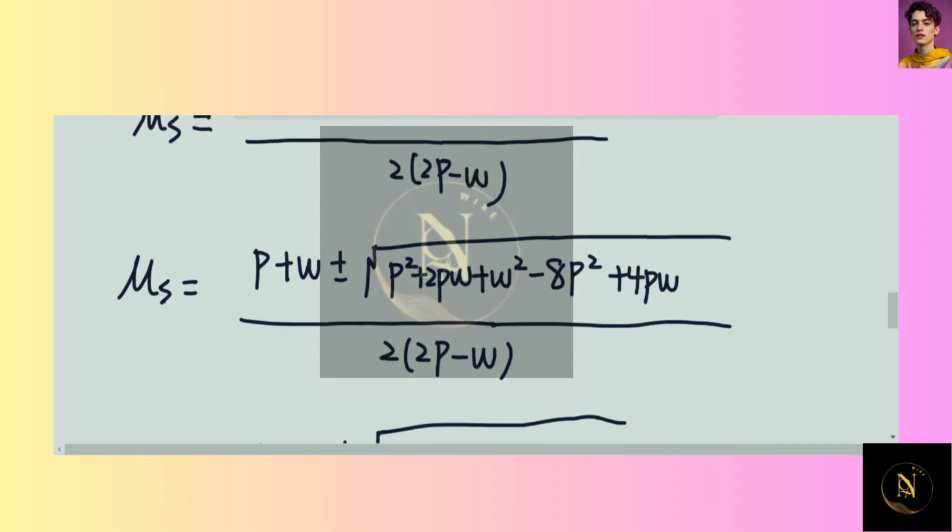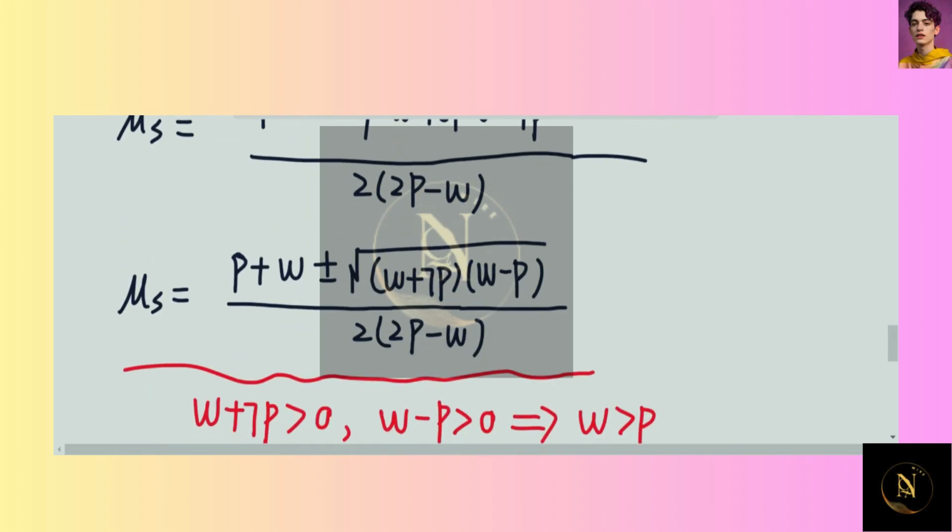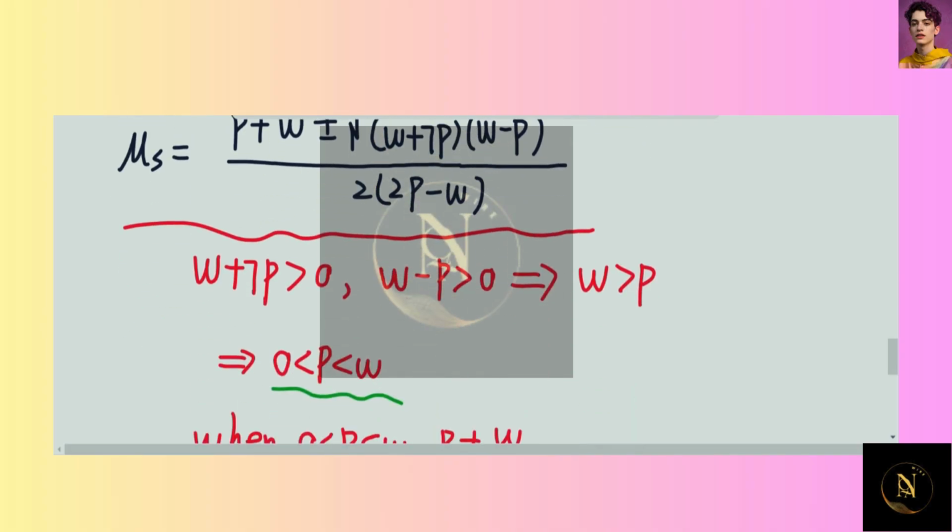And then if we do some arrangement here, eventually we'll have mu s is equal to P plus W minus square root of W plus 7P times W minus P, over 2 times 2P minus W. As you can tell, W plus 7P is definitely greater than 0 because both W and P are greater than 0. And we also know that W minus P must be greater than 0 since it's under the square root. And this will give us that the weight of the hoop is greater than the force P. And we also know that both P and W are greater than 0. And this will give us the range here, which is 0 less than P and P less than W.